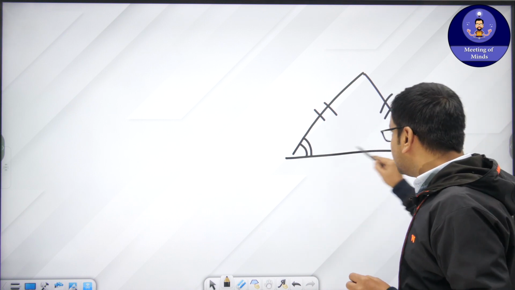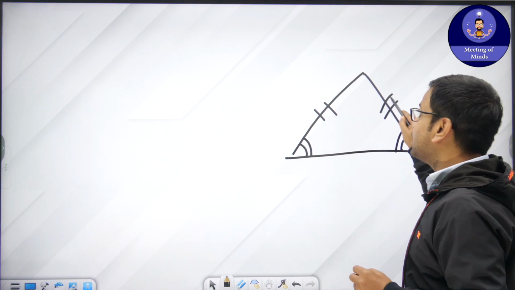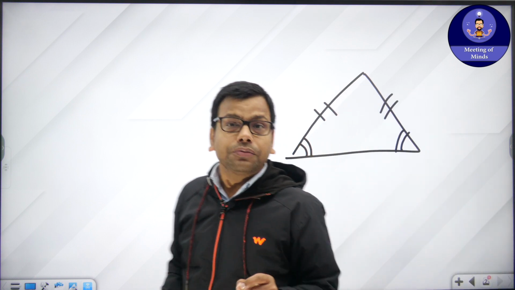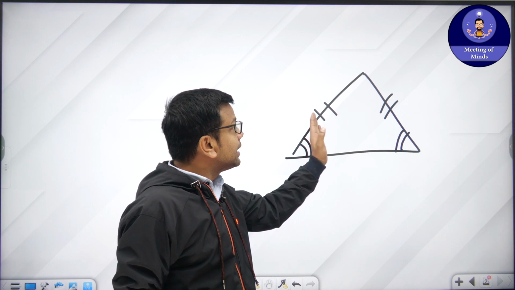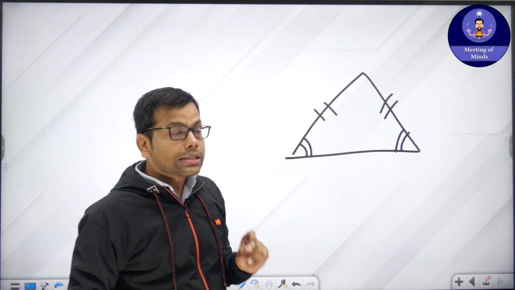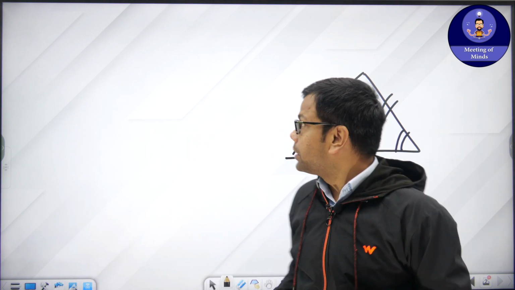If these two angles are the same, we can say the sides are the same, or vice versa. So this is the first concept. If the two base angles are the same, then the respective sides are also the same. That's the concept of the isosceles triangle.